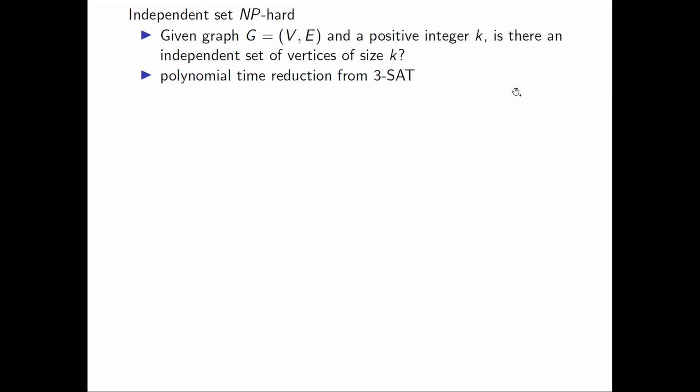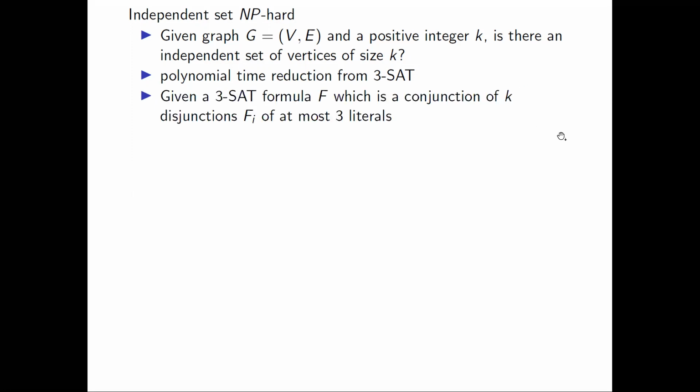Well, we're just going to take an instance of 3SAT and turn it into a graph. So there's an instance of 3SAT, some 3SAT formula F, which is a conjunction of, we'll say, k disjunctions Fi of at most 3 literals. So let's take the example we saw before.